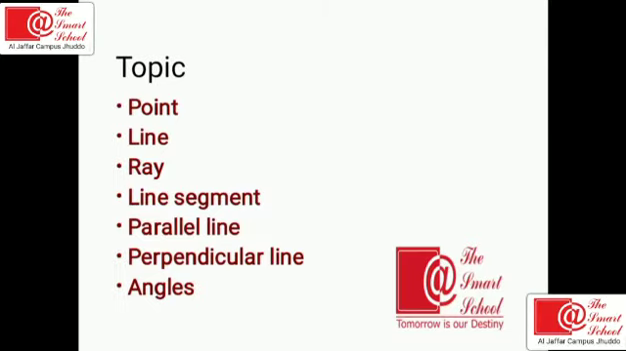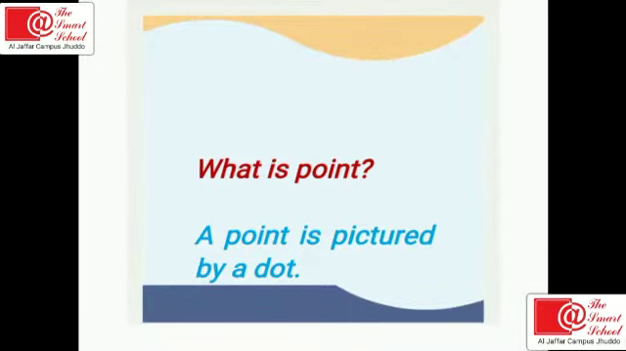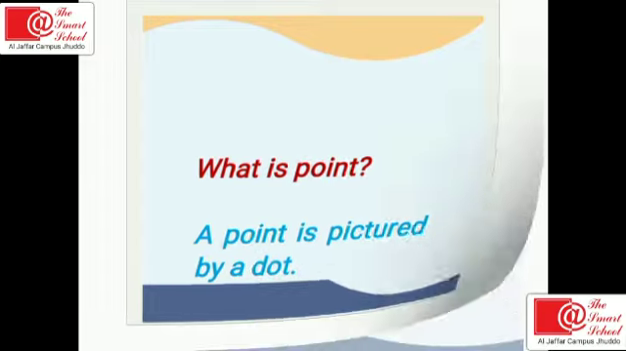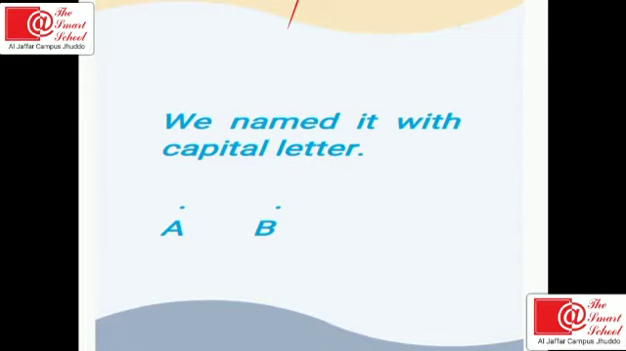Here are some topics that we read in this class. Our first topic is point, second line, then ray, line segment, parallel line, perpendicular line, and angles. Let's start with our first topic, point. What is a point? A point is pictured by a dot. It means a dot that we draw on a paper is called a point, and we represent a point with capital letters. We read them as point A, point B, and point C, and so on.